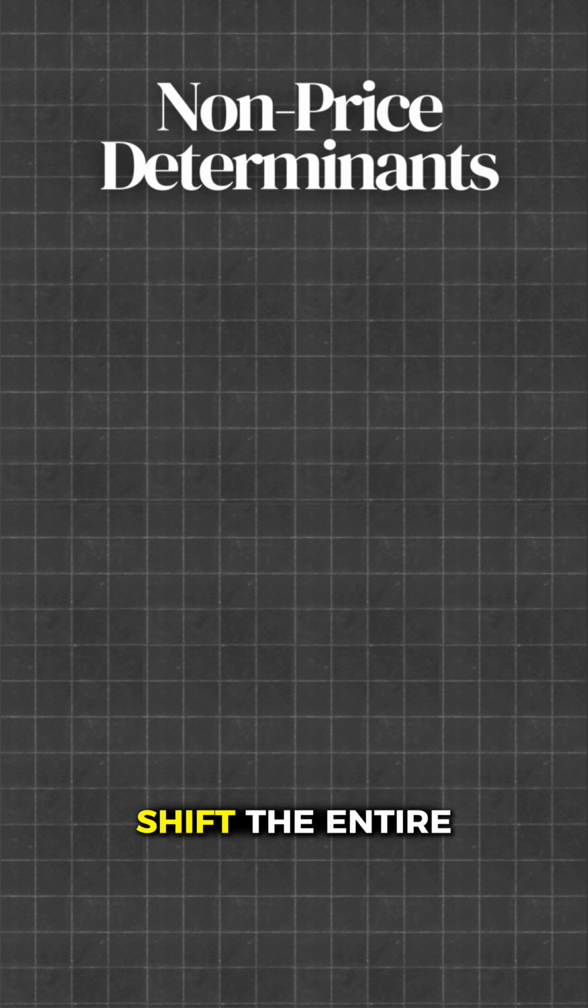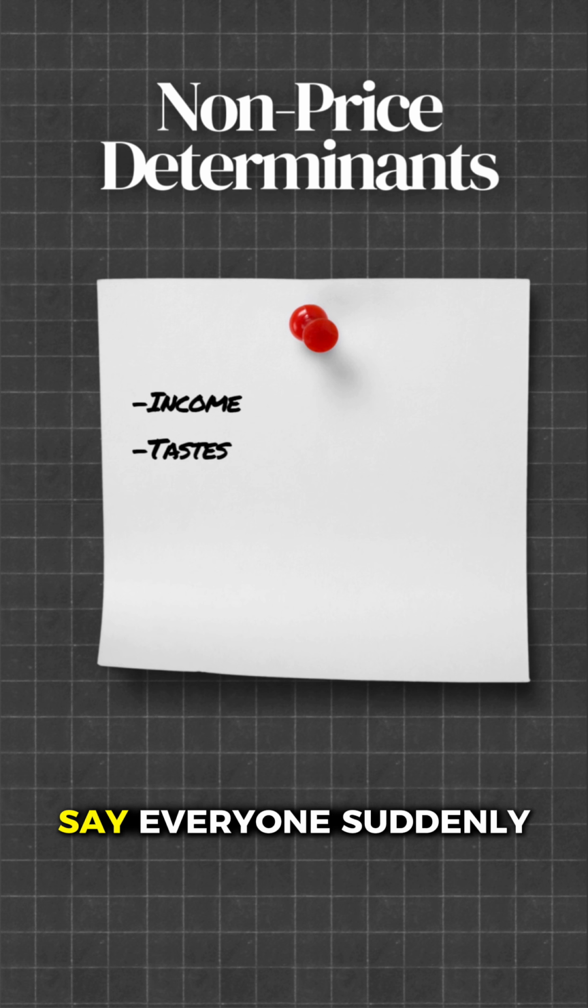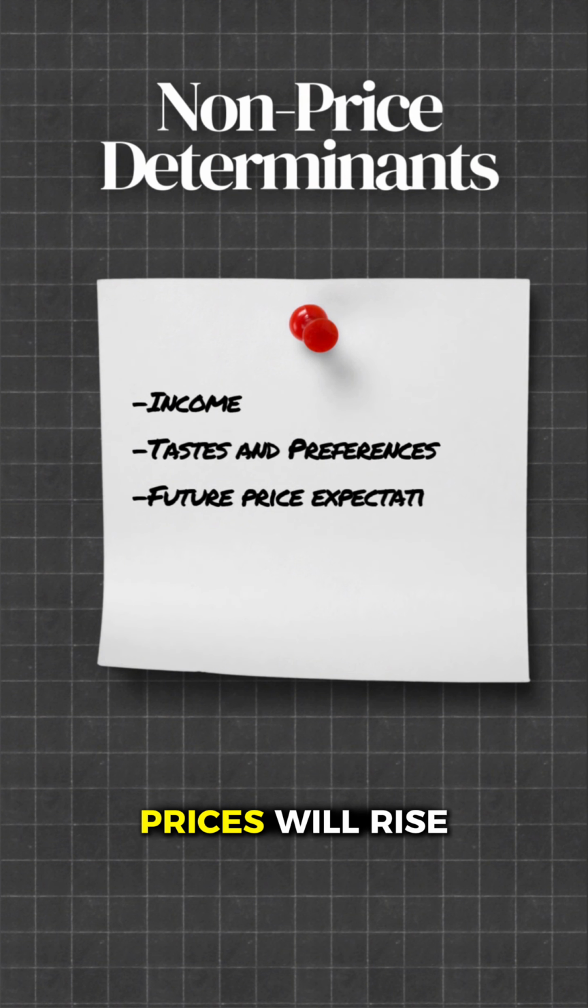Non-price determinants shift the entire curve. If income rises, demand for normal goods goes up. If tastes change, say everyone suddenly loves bubble tea, demand jumps. Future price expectations matter too. If you think prices will rise tomorrow, you buy more today.